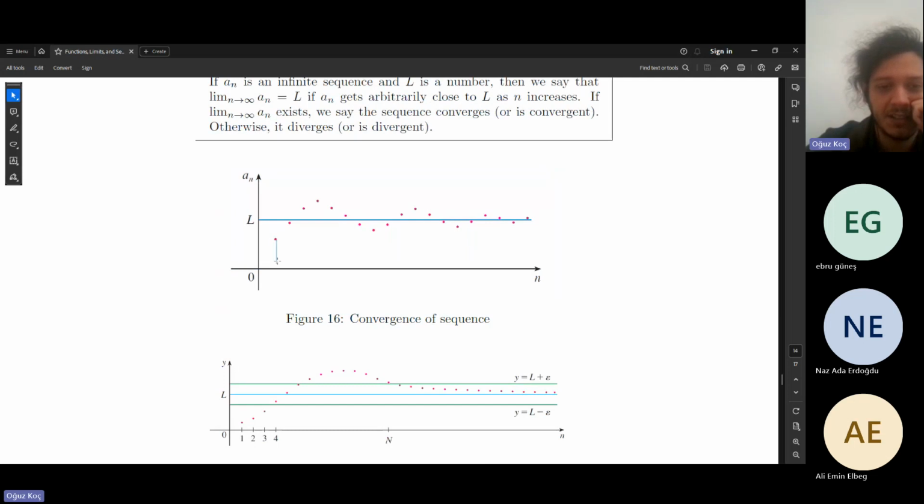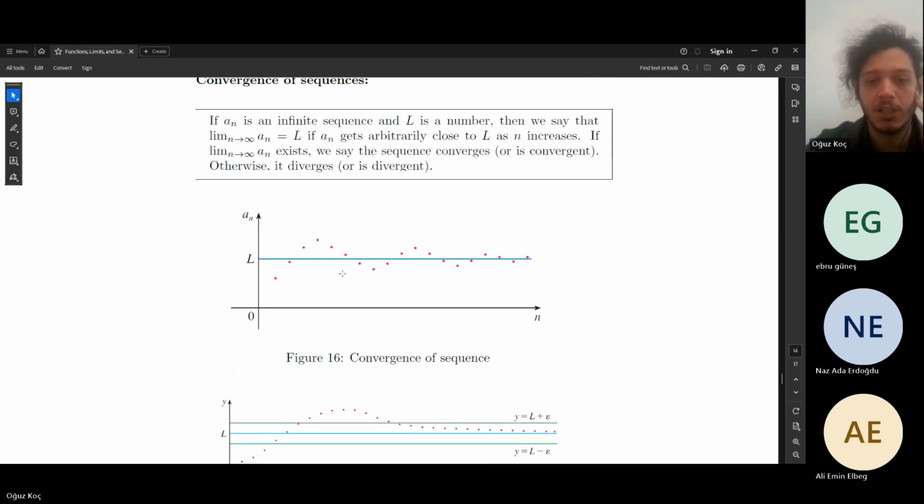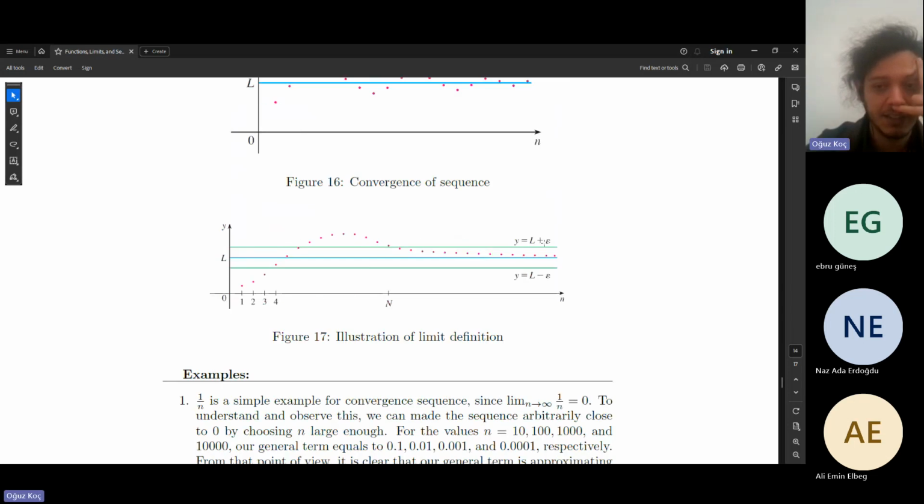As it is seen here, it takes the values around the L, and then when n gets bigger, we see that each point of the sequence is getting closer to the point L when n goes to infinity. We can think of the convergence of the sequence like this, and as I said before, it is very similar to the limit logic.